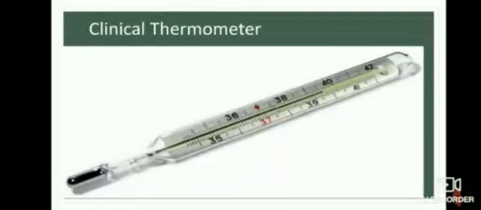One that starts with 35 degrees and ends at 45 degrees is the Celsius scale, while the other that starts with 94 degrees and ends at 108 degrees is the Fahrenheit scale. Do you see a kink in the capillary near the bulb? This kink prevents the mercury level from falling on its own.